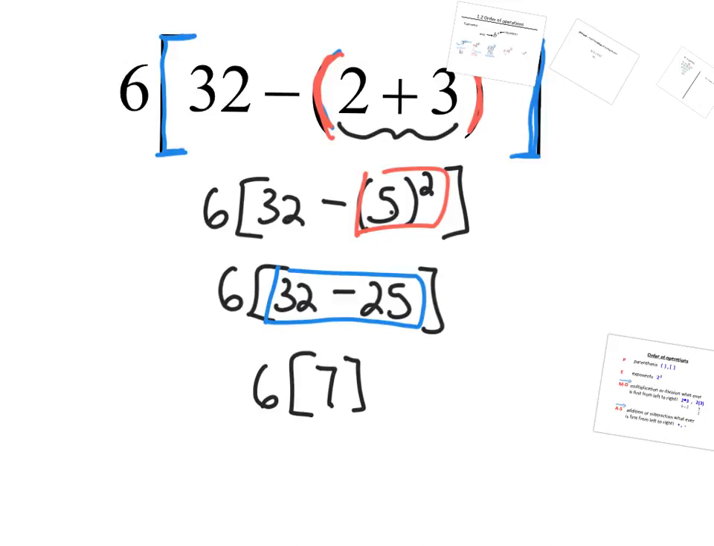Now, remember I mentioned that brackets are the same thing as parentheses. So if you have the 6 with the bracket, nothing in between, that's multiplication. So you guys will multiply the two numbers. And when you multiply the two numbers, this will be 42.